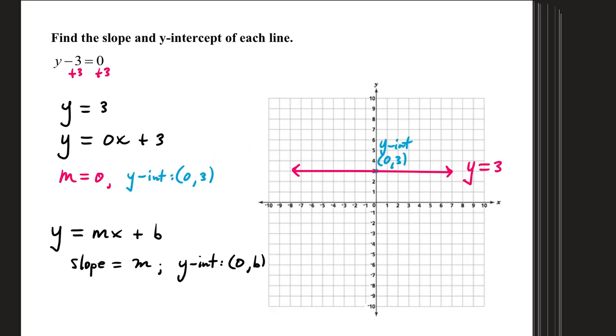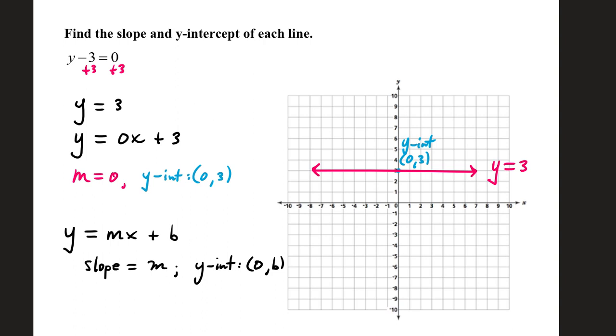There are a couple of special cases, and you'll notice them when you look at your equation. For example, this equation only has one variable in it. Well, let's solve for it. If we add 3 to both sides, we get y equals 3. That can be written in y equals mx plus b form. It's called slope-intercept form. We don't have an x term, so we can use 0x for that. We move our 3 down, that's our constant. And so our slope is 0, and our y-intercept is 3.